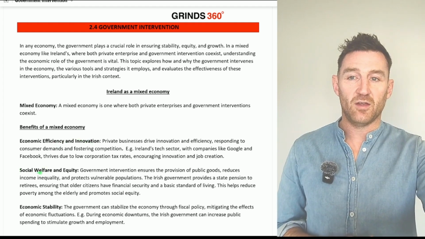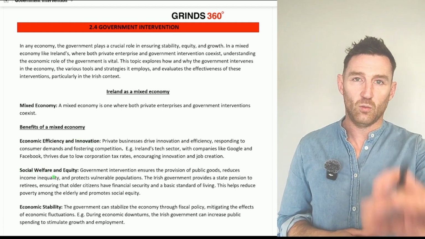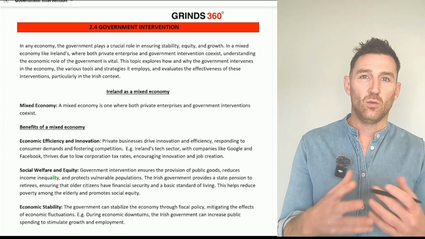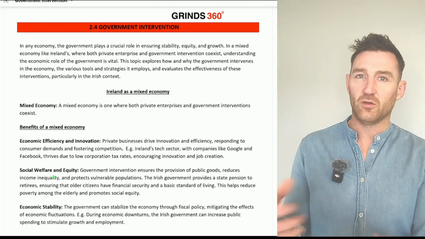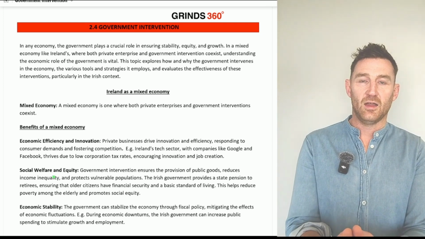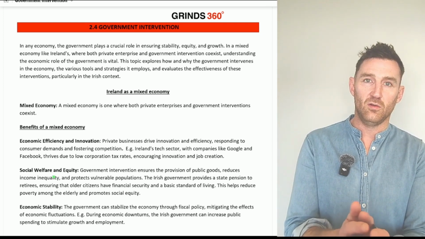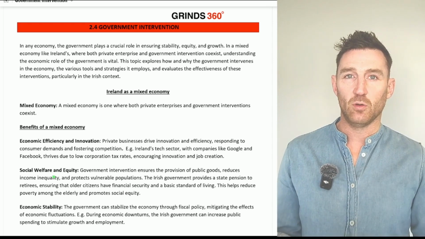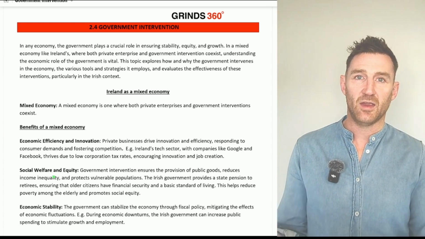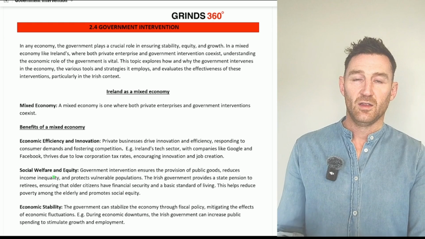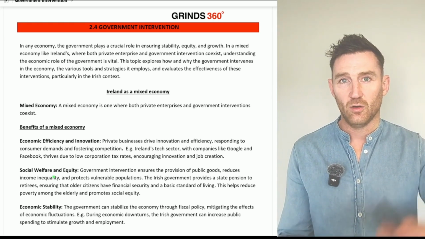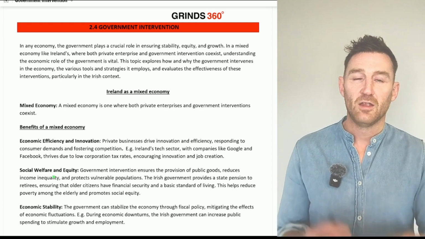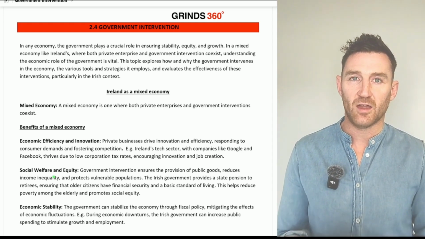Then from the government side, we've got social welfare and greater equity in society as a result of government intervention. In a free market economy, the government wouldn't intervene at all. Those who are unemployed or elderly people wouldn't get any basic income paid to them with which they can survive. But in a mixed economy, unemployed people get unemployment benefit, job seekers allowance, and elderly people get paid a state pension. So there's greater equity when the government get involved like that.